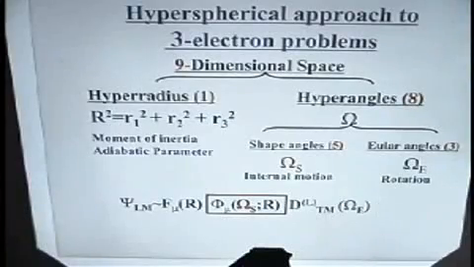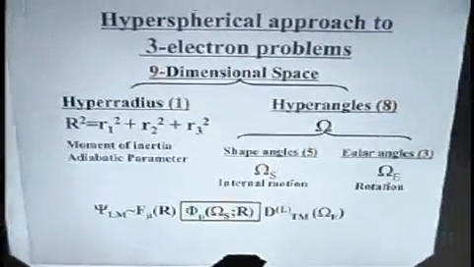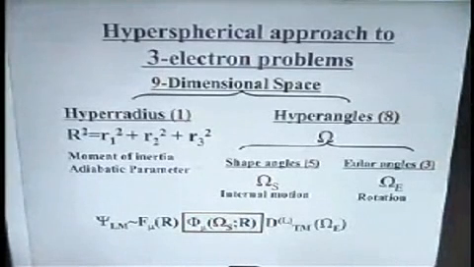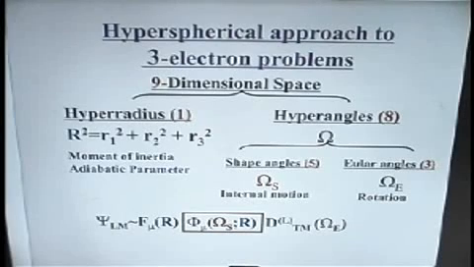In the hyperspherical approach, for the three-electron system there is a nine-dimensional space. I separate it into two parts first: the hyperradius and the hyperangles. The hyperradius is the most important variable in this approach. Fixing it is like fixing a moment of inertia, and it is treated as an adiabatic parameter. For the other eight, we can take any combination of hyperangles, but here I separate them further into two parts.